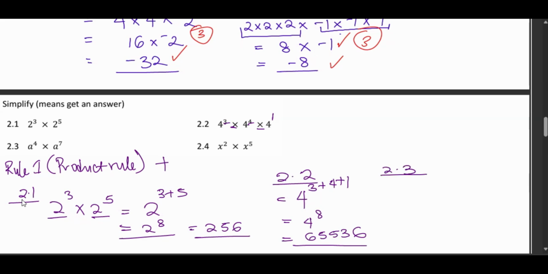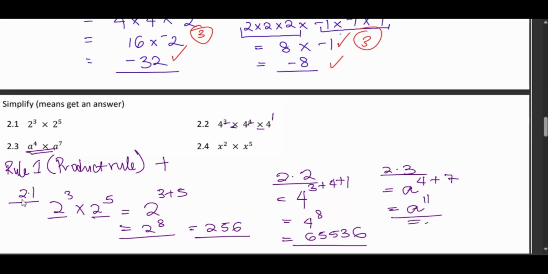Okay, 2.3. What do I have? I have a to the power 4 times a to the power 7. This is what we're looking at. So it means 4 plus 7. Why am I adding? Because I'm multiplying. So this will be a to the power 11. That's your final answer.